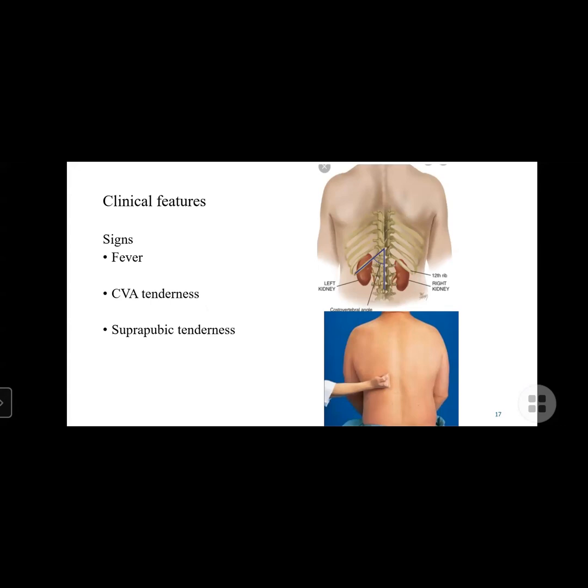On signs of acute pyelonephritis, there may be fever. On your examination, you might pick up costovertebral angle tenderness, which is the same as renal angle tenderness. The costovertebral angle is an angle that is formed by the 12th rib and the spine on both sides, so it can be left or right. Usually when you percuss over the costovertebral angle, tenderness is elicited, which indicates that there's a renal pathology. You might also pick up suprapubic tenderness on your examination.